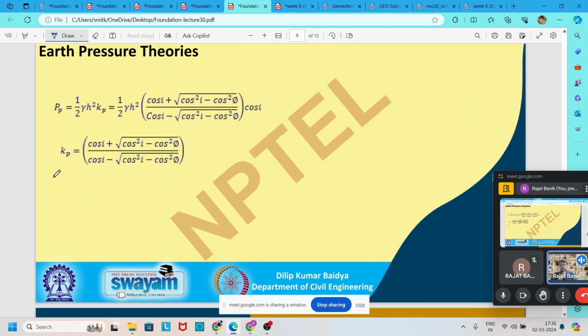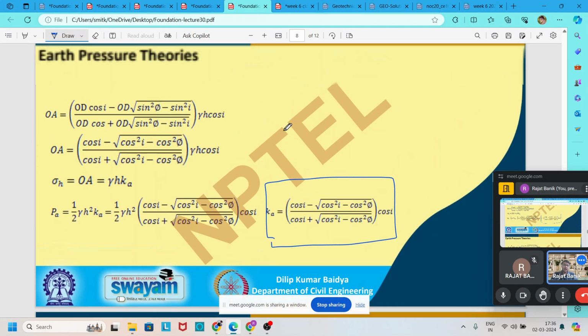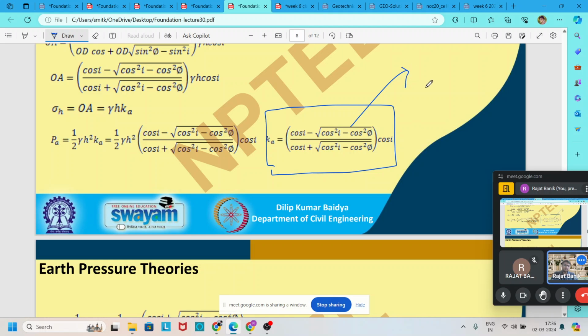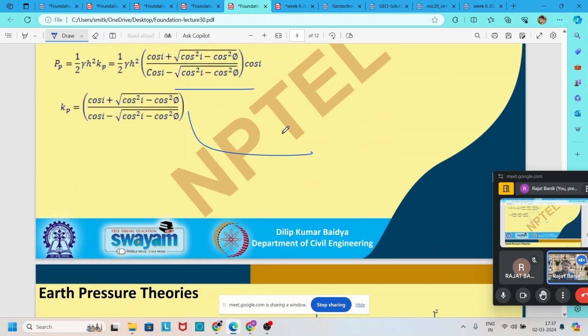cos i plus root over cos square i minus cos square phi, and cos i minus root over cos square i minus cos square phi. So if you put i is equal to 0, it will become 1 minus sin phi over 1 plus sin phi. And if you put i is equal to 0 here, there is one term cos i, it will become 1 plus sin phi by 1 minus sin phi.